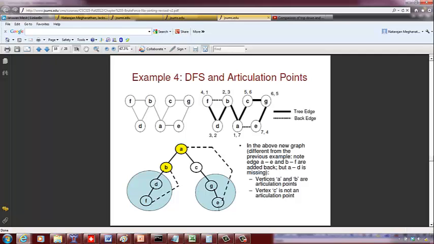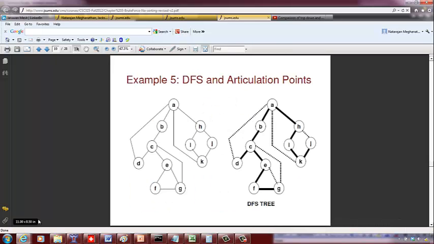Alright, now E is not an articulation point. G is not an articulation point because this subtree is connecting above, and A has only one child node. Similarly, C is not an articulation point because this goes above C. Okay, so A and B are the only articulation points in this graph. Now let's look at this.